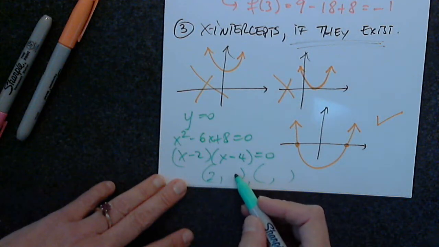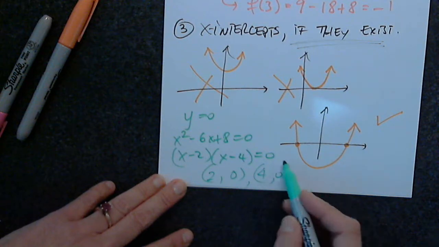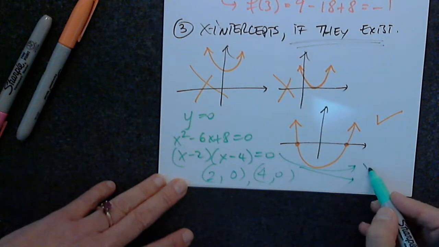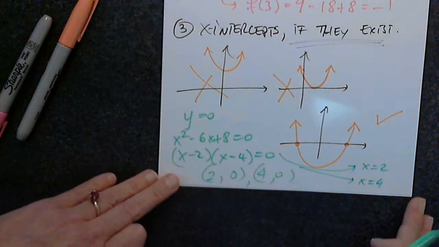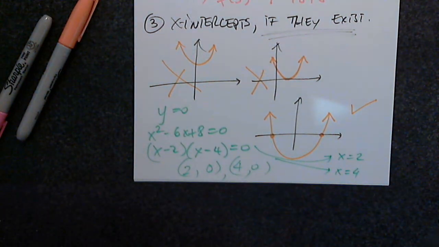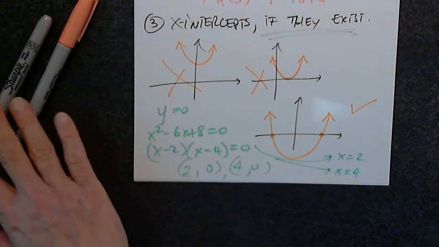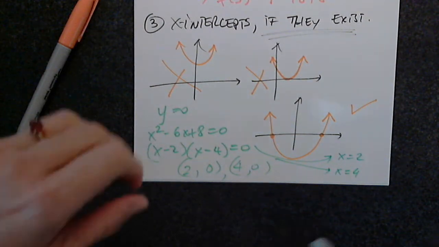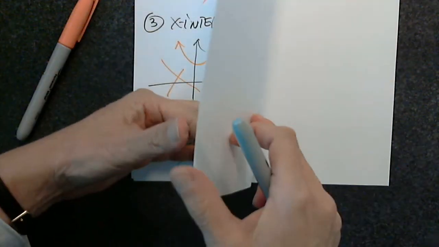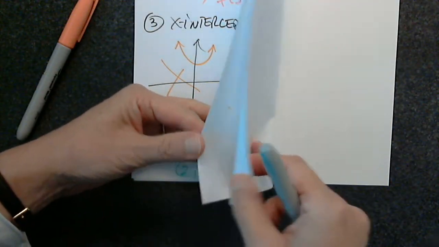2 comma 0, perfect, and 4 comma 0. So from here, we have two options, x equals 2 and x equals 4. Is this okay? Yes? Please ask any question, anytime. Can you follow? Is this okay? Perfect. Please stop me if you have questions anytime.